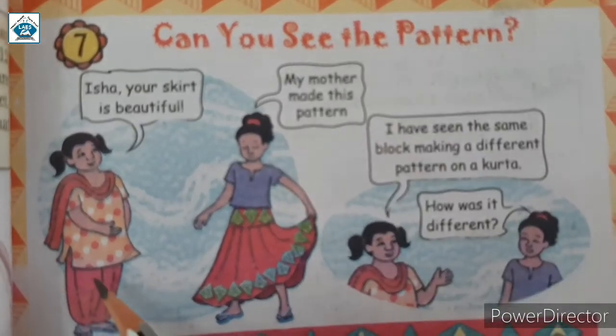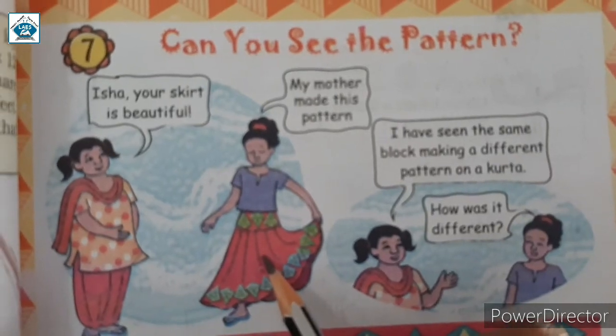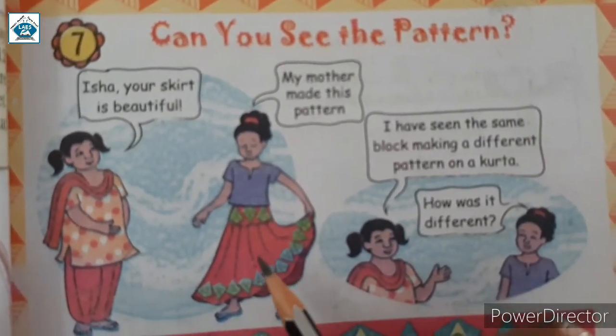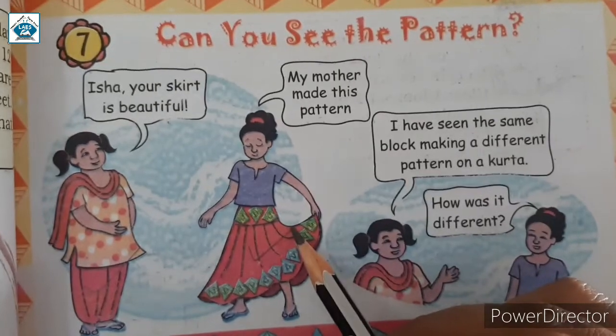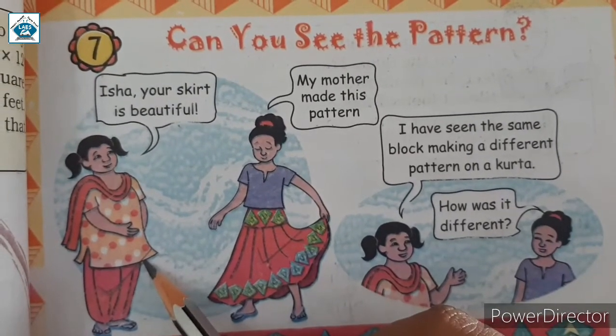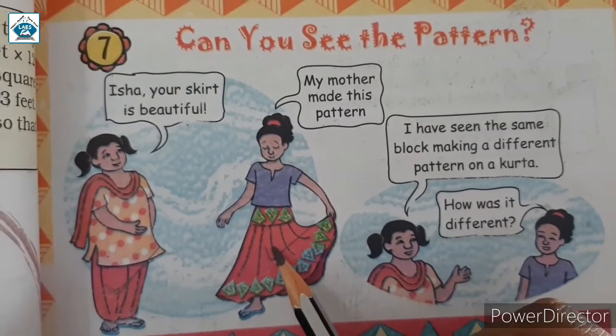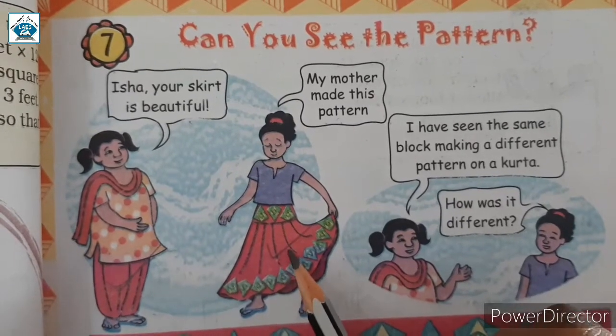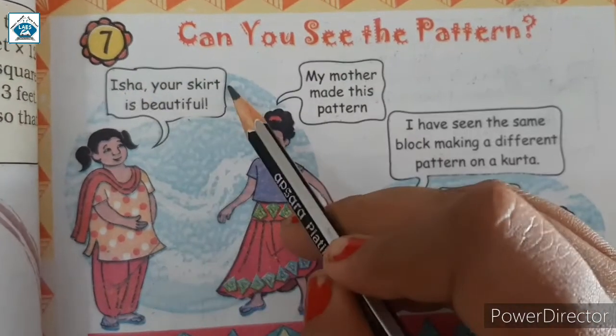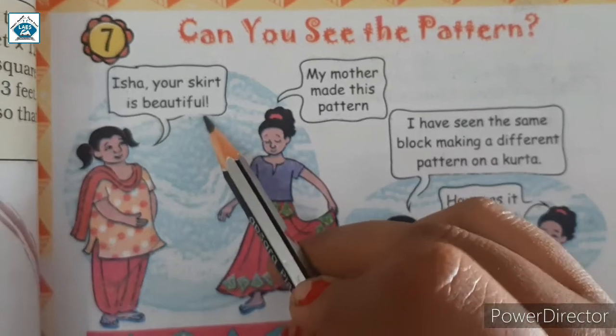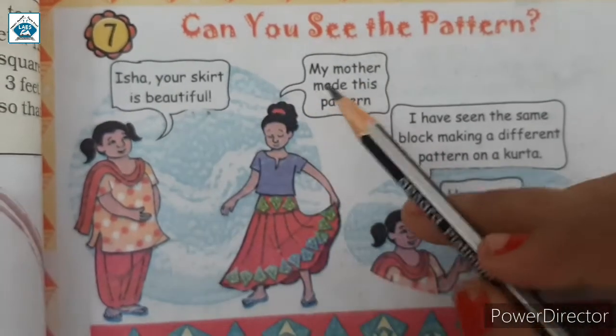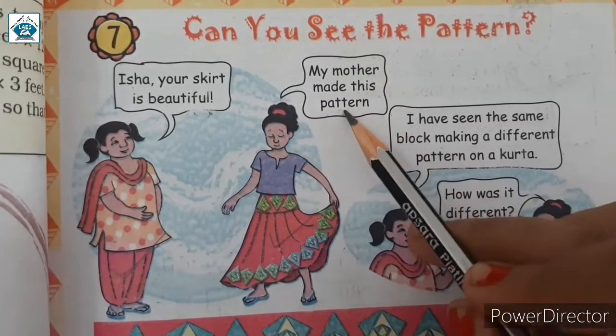Here are two friends. You can see the pictures. This is Isha and this is her friend. Her friend is saying to Isha, "Isha, your skirt is beautiful." And Isha is replying, "My mother made this pattern."